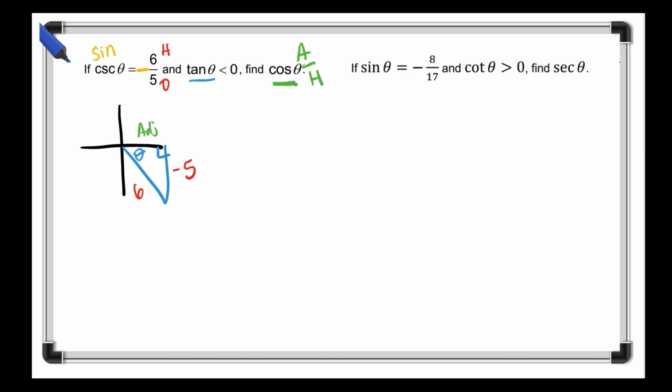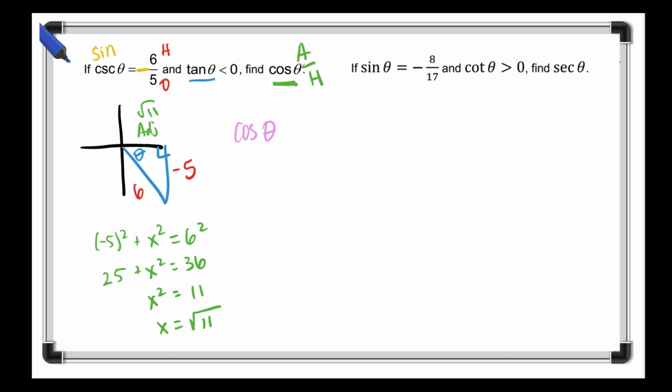Again, Pythagorean theorem. So negative 5 squared plus x squared equals 6 squared. And I get 25 and 36. X squared is going to equal 11. So I have the square root of 11 as my adjacent side. So again, the cosine of my angle theta is going to be the square root of 11 over 6.